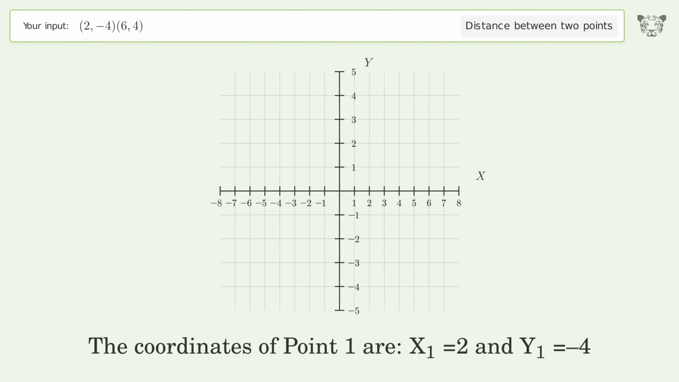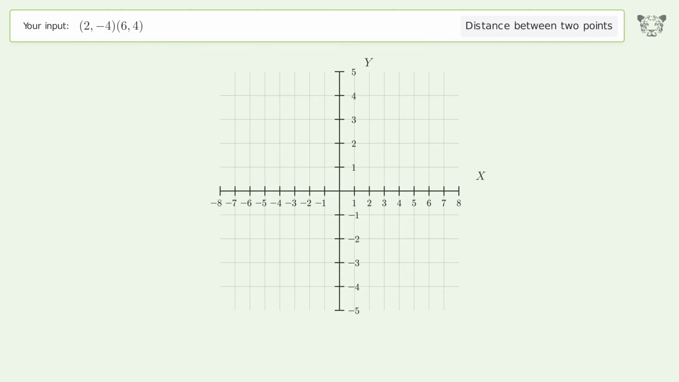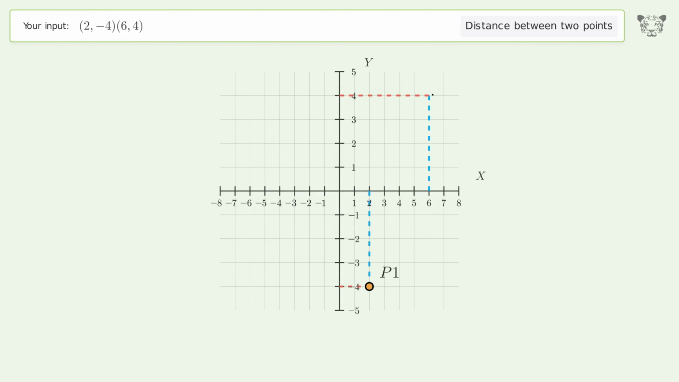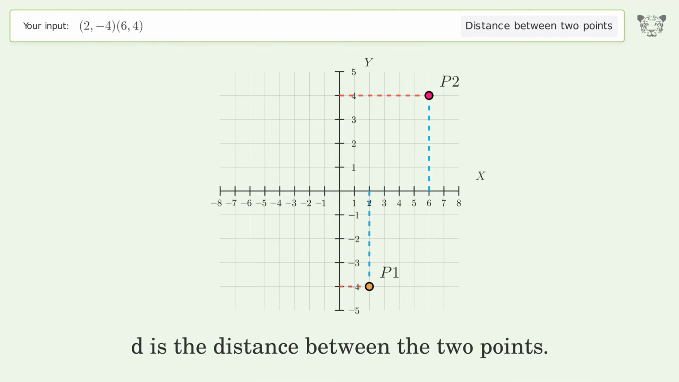The coordinates of point 1 are, x1 equals 2 and y1 equals -4. The coordinates of point 2 are, x2 equals 6 and y2 equals 4. D is the distance between the 2 points.